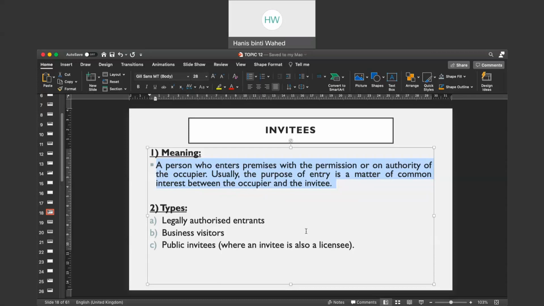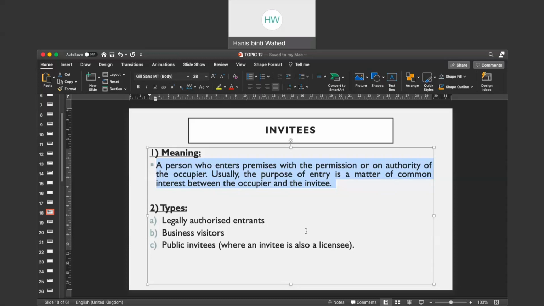So another thing that you need to know, occupier ni akan owes the duty of care towards invitees. Dia ada duty untuk use reasonable care untuk prevent any damage ataupun injury from unusual danger that he knows ataupun ought to know. Okay.